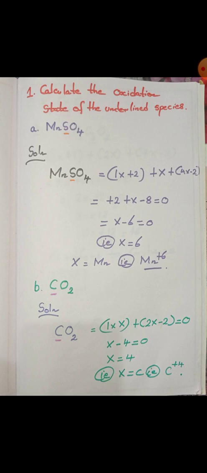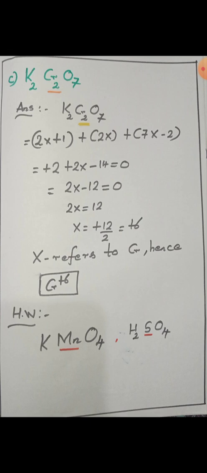Next, carbon dioxide. Here the underlined species or element is carbon. So 1 into X plus 2 into -2. Hence X minus 4 equals 0. X equal to +4. Here X refers to carbon. That is carbon +4. Now moving to the next problem.